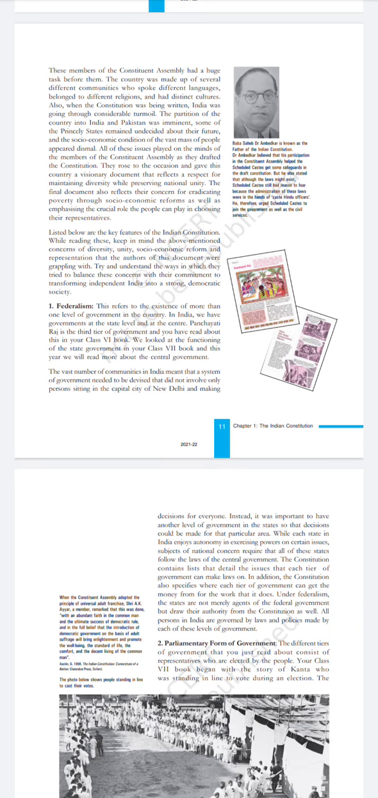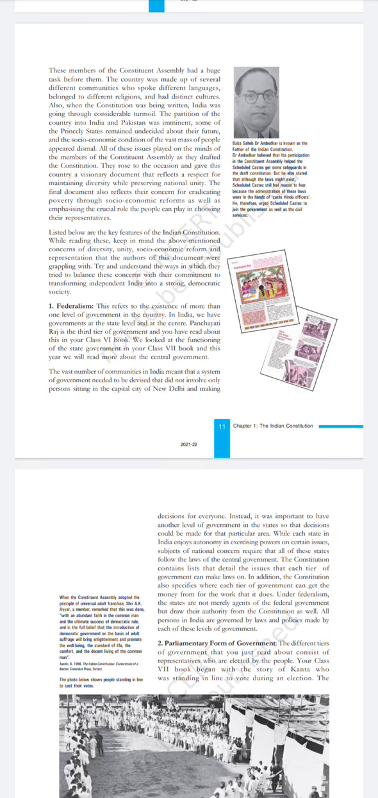Listed below are the key features of the Indian Constitution. While reading these, keep in mind the above-mentioned concerns of diversity, unity, socio-economic reform and representation that the authors of this document were grappling with. Try and understand the ways in which they tried to balance these concerns with their commitment to transforming independent India into a strong democratic society.